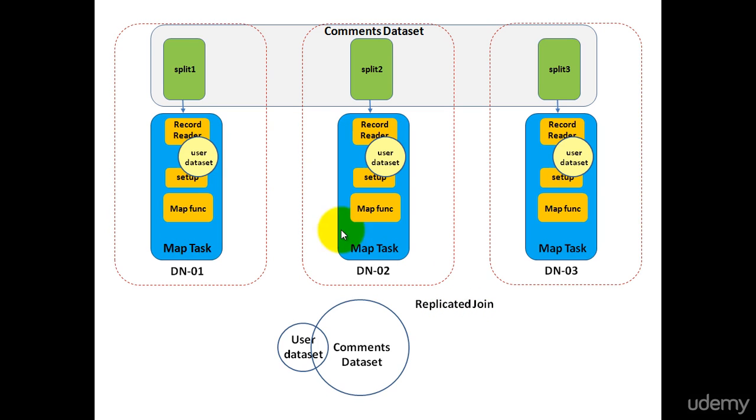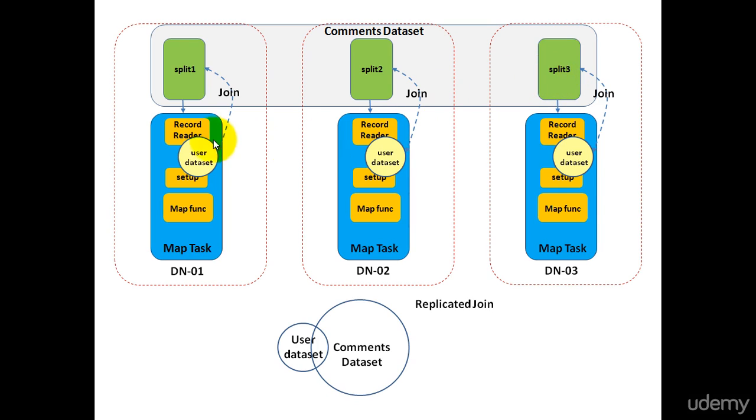In the first map task, input split 1 is joined with the user dataset. In the second map task, input split 2 is joined with the user dataset. And in the third map task, input split 3 is joined with the user dataset.